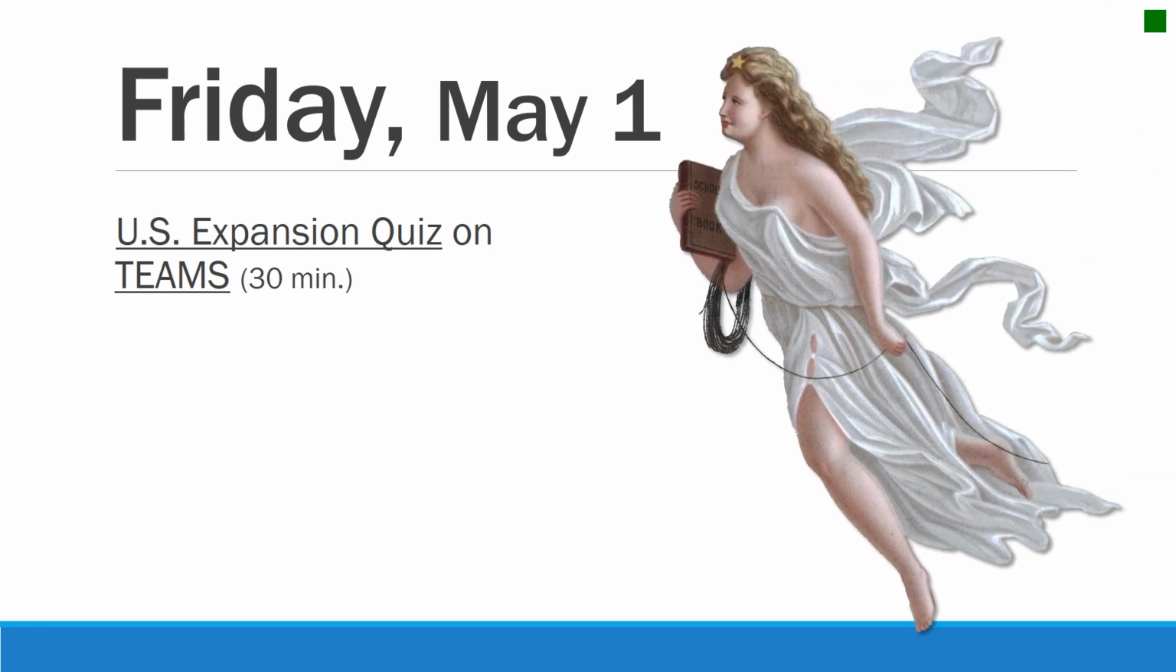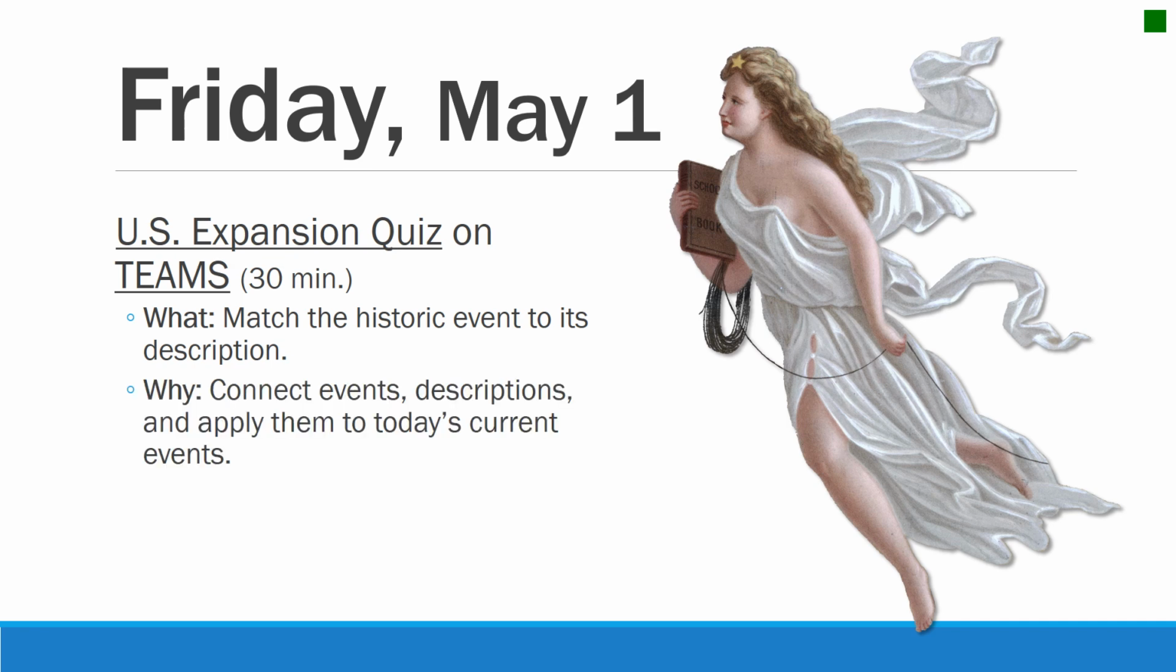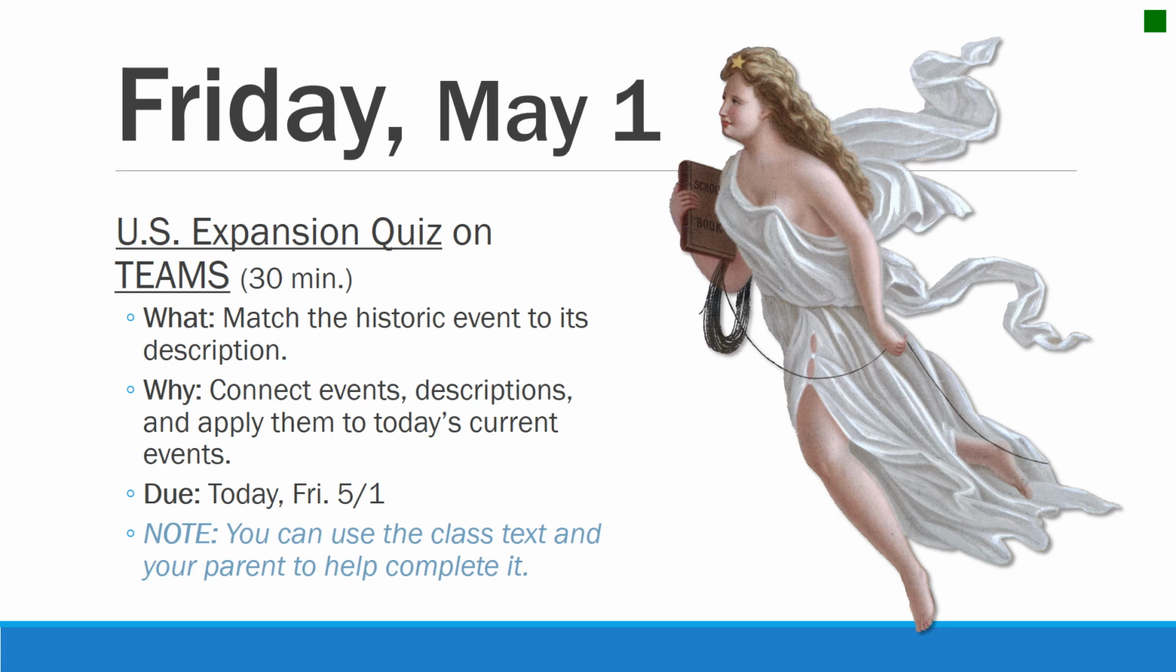Now on Friday, May 1st, you'll be starting the U.S. expansion quiz on Teams. We want you to match historic events to their description. So connect events, descriptions, and you're going to be applying them to current events today. It's going to be due on Friday, and as a note, you can use the class textbook and your parents to help you complete it. It'll be a little bit tricky in that some of the current events may be a little bit hard to connect to modern events, but be creative.